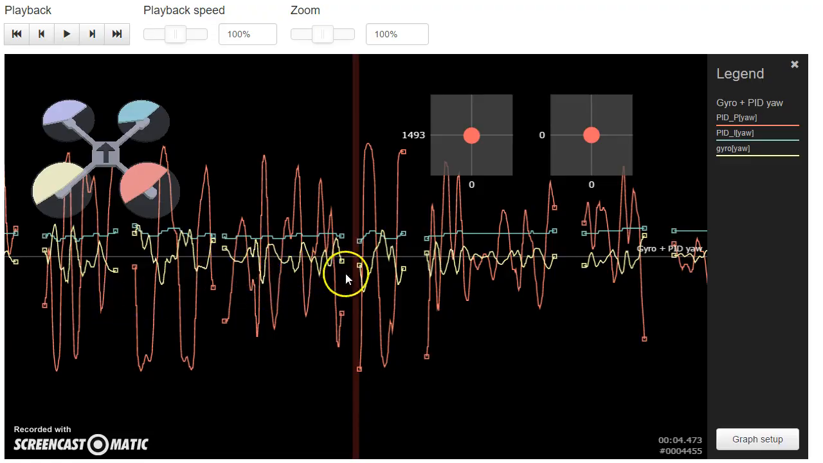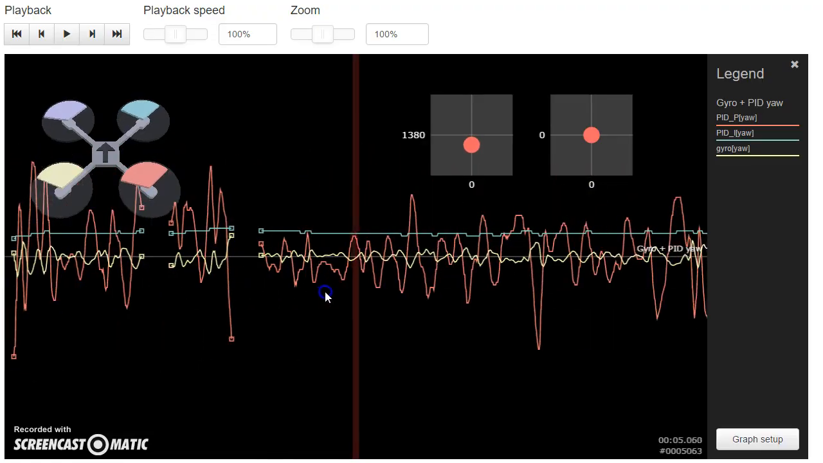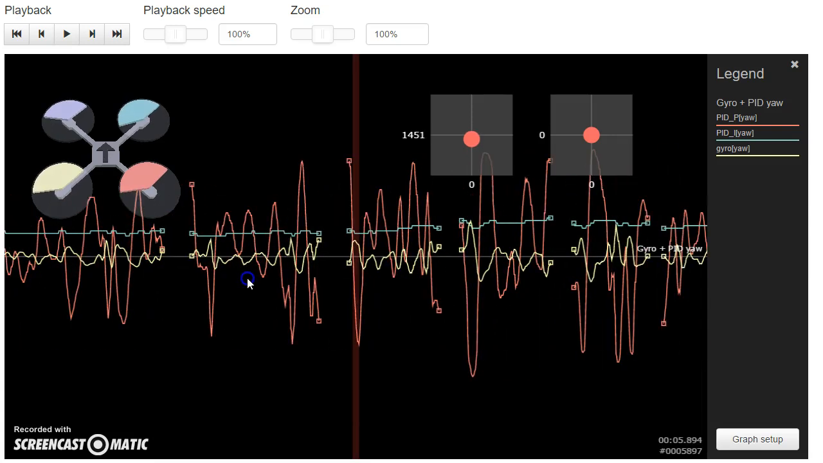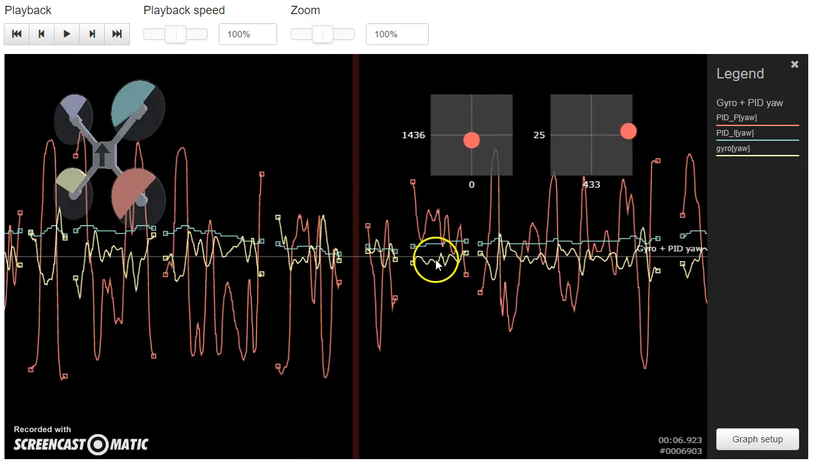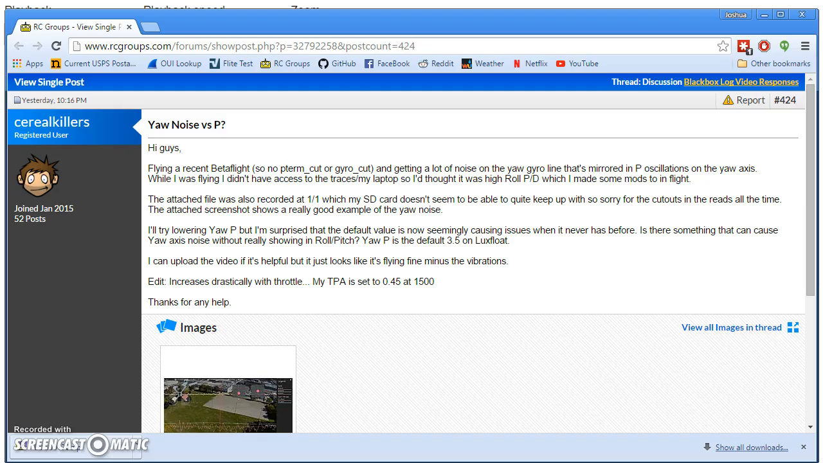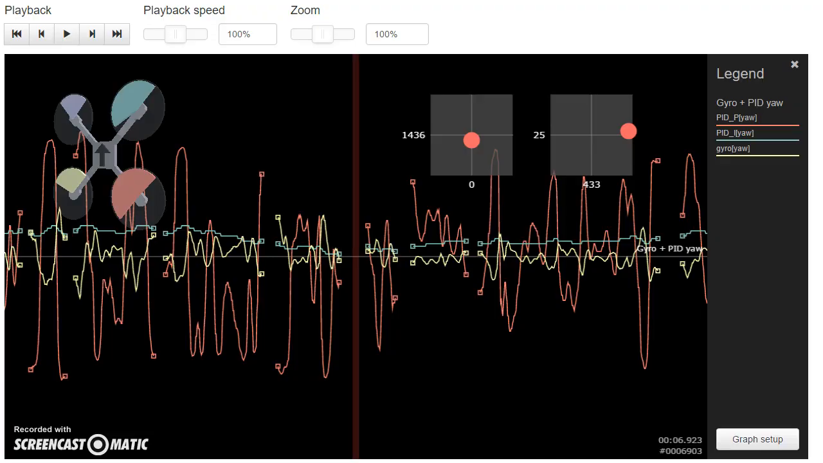You've got crazy oscillations on the P term, and they're reflected in the gyro. It's a bit of a chicken and the egg problem here where it's a little uncertain as to which is causing which. Is there oscillation in the gyro that is then causing the P term to oscillate or vice versa? I am curious also, I don't see anything here that tells me the answer to this, but I would be curious to know what your D gain was.